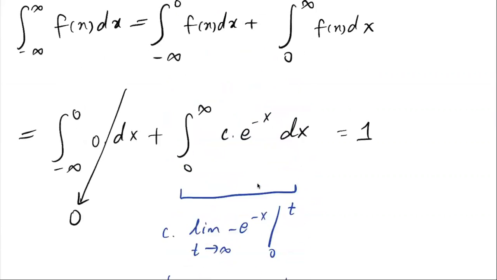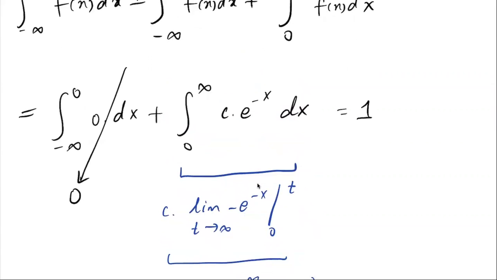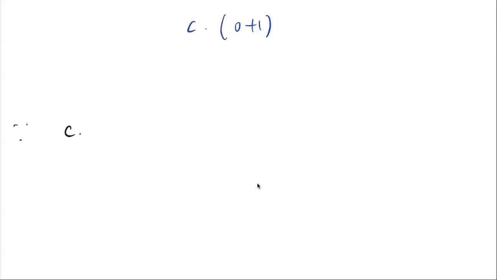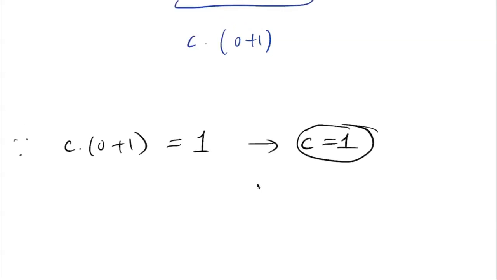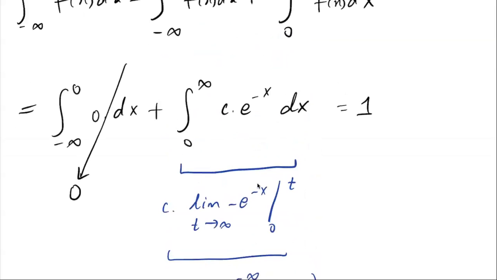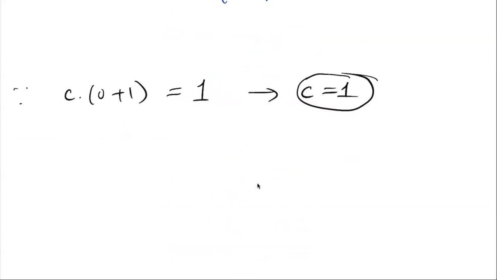So we can say that the first term was 0. The second term turns out to be c. So c times 0 plus 1, or just c, equals 1. So that means c equals 1. Remember, the right-hand side was 1, and the left-hand side turns out to be c. So that means c has to be 1. So we found the value of c.